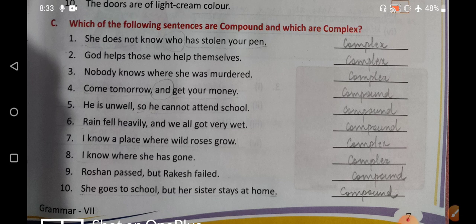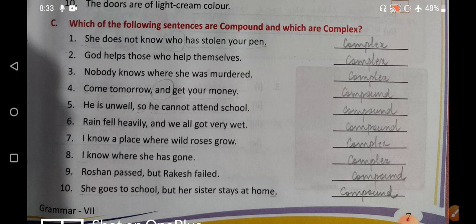Nobody knows where she was murdered. Nobody knows is the main clause, and where she was murdered is the subordinate clause, which is complex. Come tomorrow and get your money. So come tomorrow is main clause number 1, get your money is main clause number 2. So it is conjoined with and, so it is a compound statement.